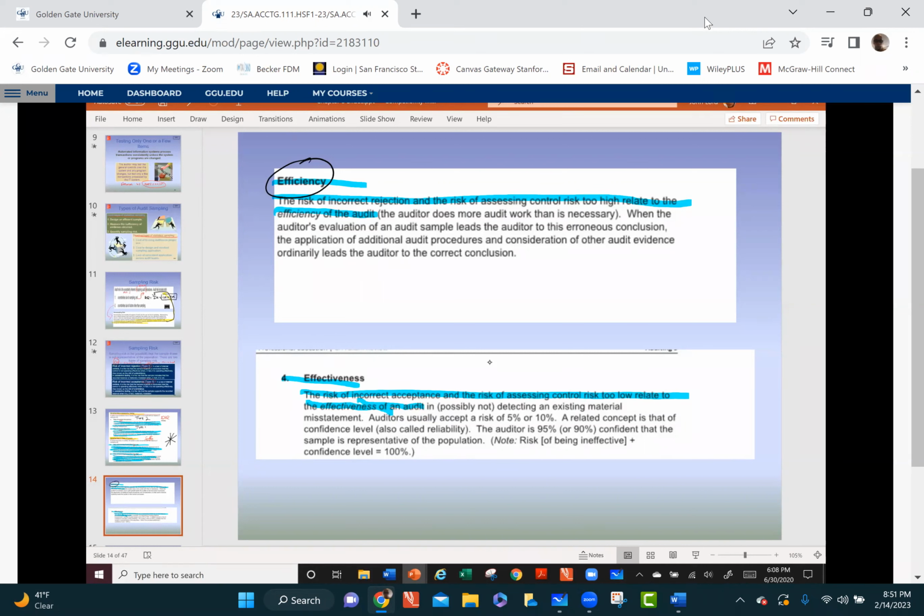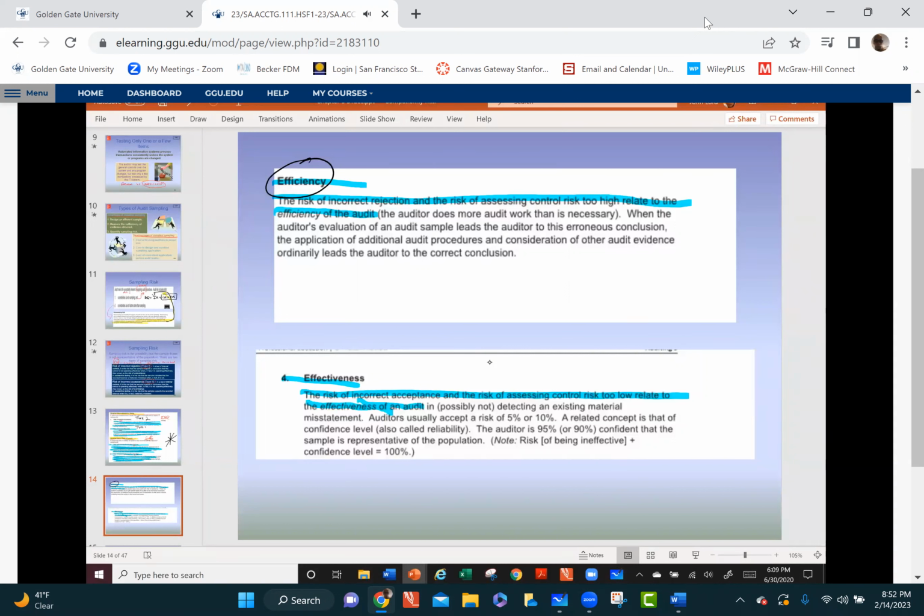So there's a chance that I'm going to miss a misstatement. My audit is going to end up not being effective. Risk of incorrect rejection relates to efficiency. Risk of incorrect acceptance relates to effectiveness, and risk of incorrect acceptance is audit failure. I sit here and say, I'm going to give an unmodified opinion, the financial statements are free of material misstatement based on the sample, when in fact, if I looked at the entire population, I would have found the misstatement. This audit is very ineffective. This is the definition of audit failure. I give the wrong opinion.